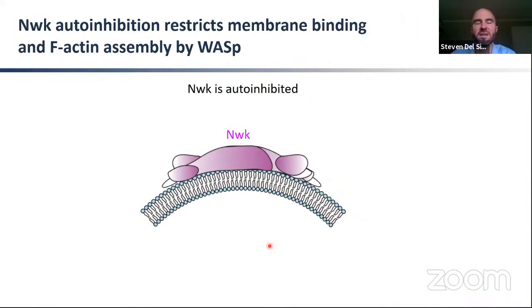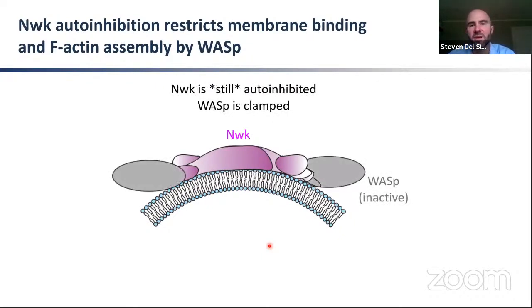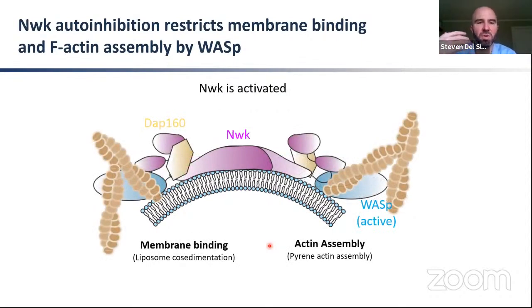And so just to summarize that in vitro portion, again, the model is that nervous rec, this membrane binding protein, is autoinhibited on the membrane. Even when it interacts with WASp, it's still autoinhibited. And so we're considering this to be a clamped state where actin assembly isn't occurring despite the presence of these regulators. And then plus DAP160 plus the membrane, we do see robust membrane-coupled actin assembly. And so suggesting that activation really reflects this strong coincidence detection among all of these components.